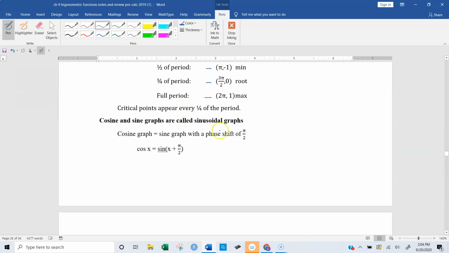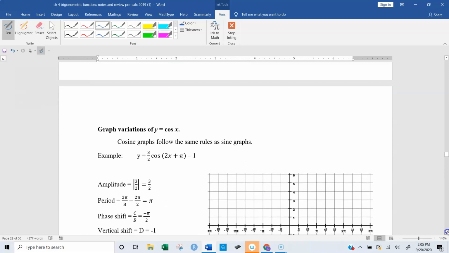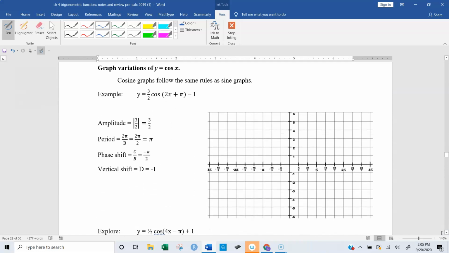Okay, this is just telling you that it is a period graph, that it will oscillate, and a phase shift of 90 means it moves this one here to the left 90, which is going to give you your sine wave. So here we go. Now this is identical to the sine. There's nothing different, so we're only going to do one example.